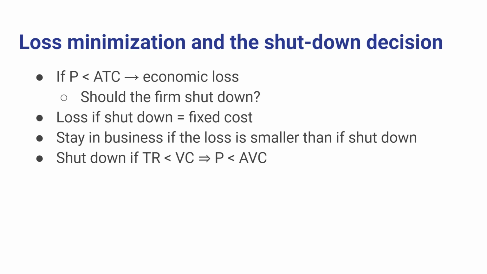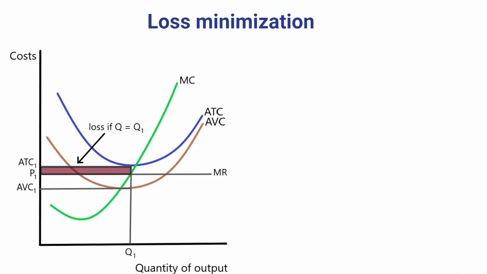Now, let's look at this a little bit more carefully. If the firm stays in business and the price is below average total cost, we know it's losing money. In this example, when the price is P1, that's above average variable cost. So now if we look at that shaded rectangle, the height of that rectangle is now equal to the loss per unit because it's the difference between the price received and the cost per unit of output. So the height of that is loss per unit. We multiply that by the number of units, and that gives us the total economic losses. So the firm would lose money if it continues to produce in the short run.